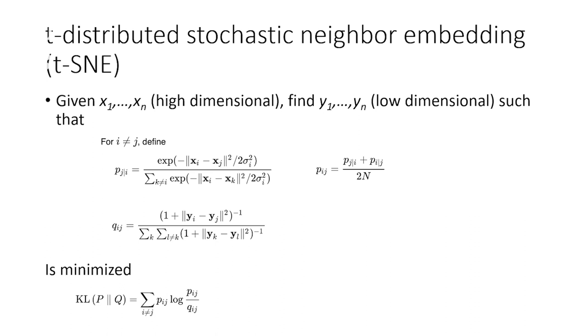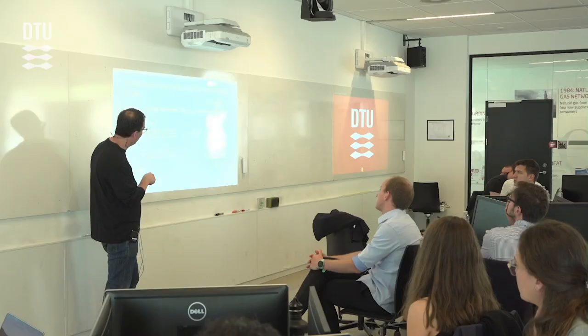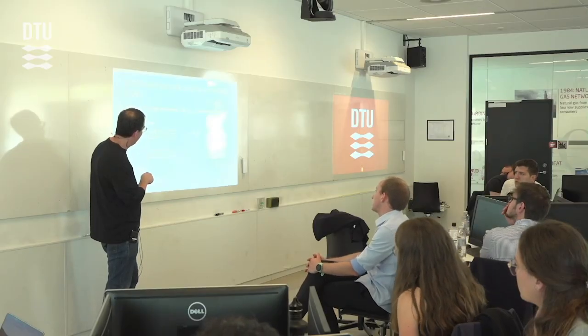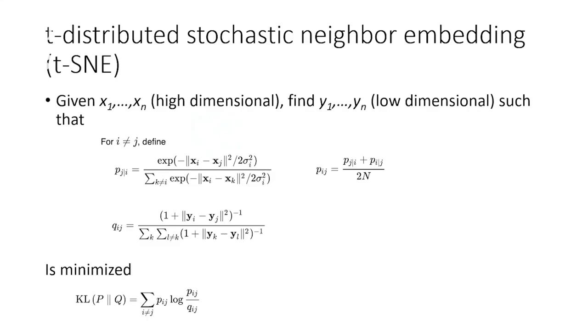So what do I mean by that? Basically, if something is close in high dimensions, so if this metric is small between i and j and j and i, then I want the distance in low dimensions to be small as well. And if something is far, I don't really care. But I want to preserve the distances in high dimensions in low dimensions. That's my dream, right? If I know how to do that, I solve the problem.